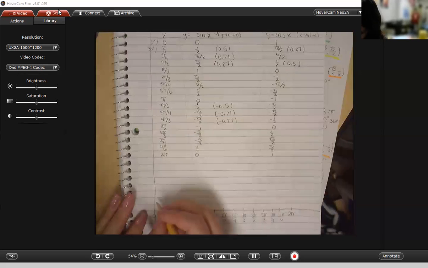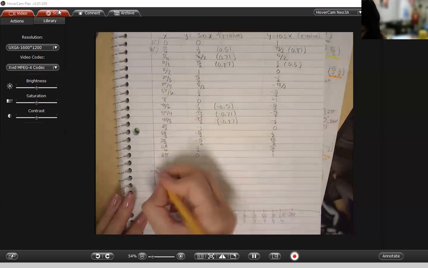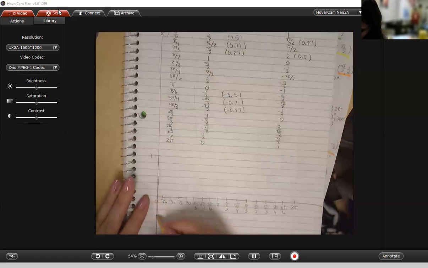So let's just go ahead and label these. If this is 1, how many did I get? 1, 2, 3, 4, 5, 6. 1, 2, 3, 4, 5. Just want to make my graph even.